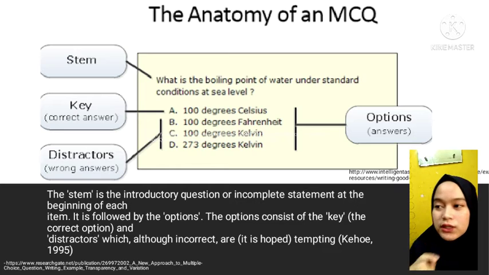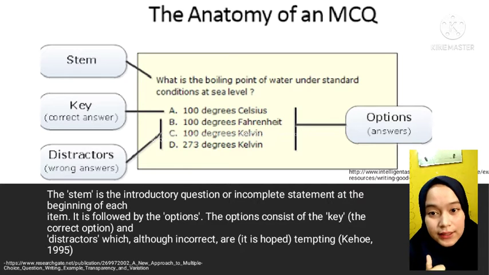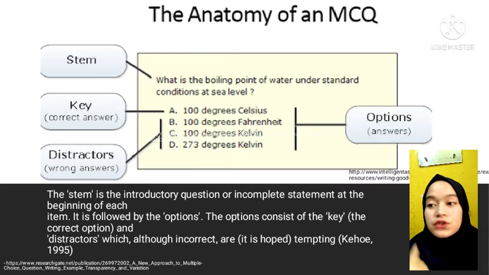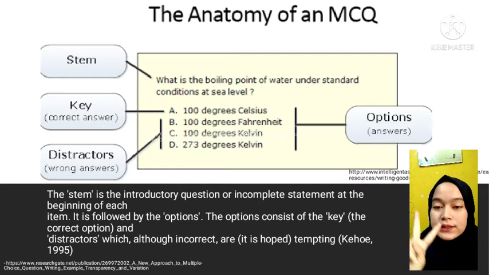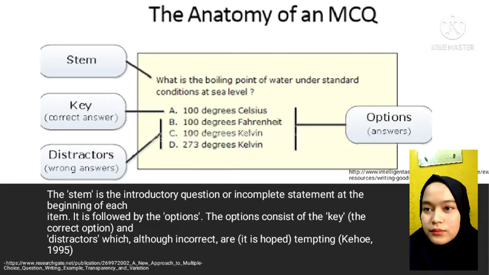The options consist of the key or the correct option and distractors, which, although incorrect, are tempting. So the stem is the question, and the options: the first is the key, the correct answer, and the second is the distractors or the wrong answers.